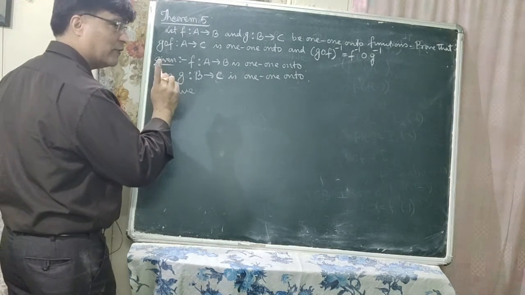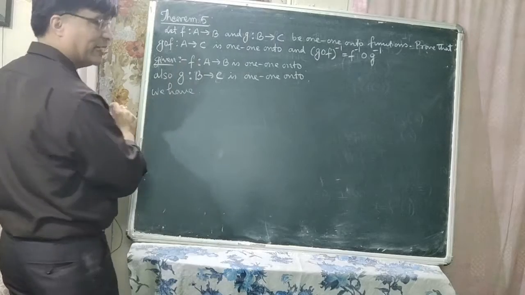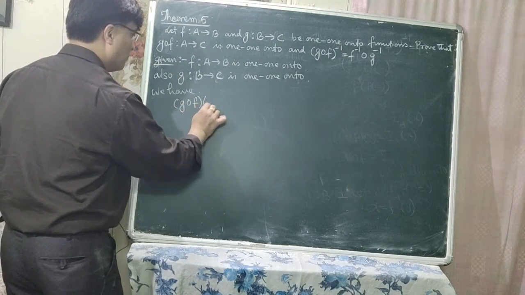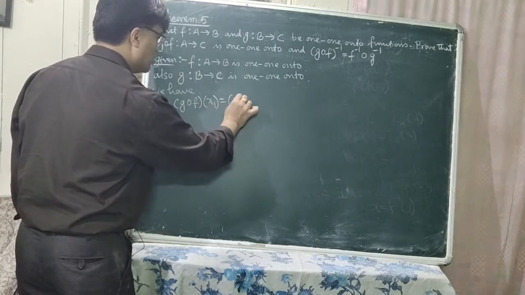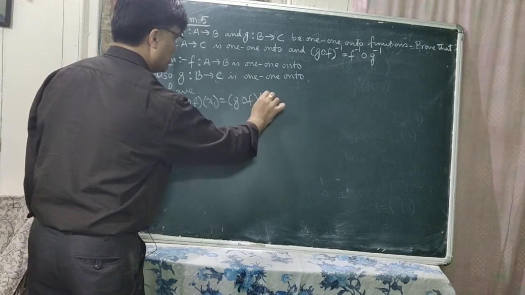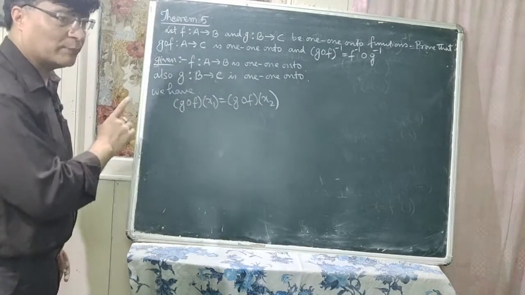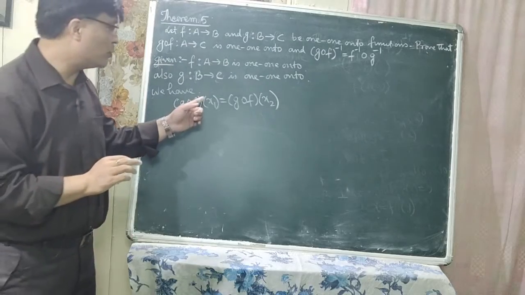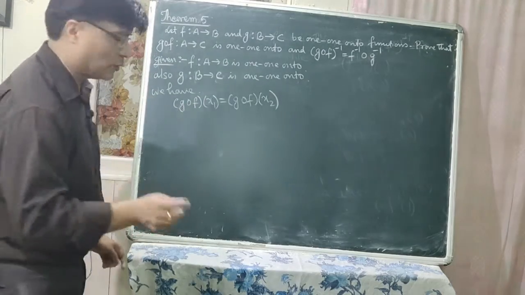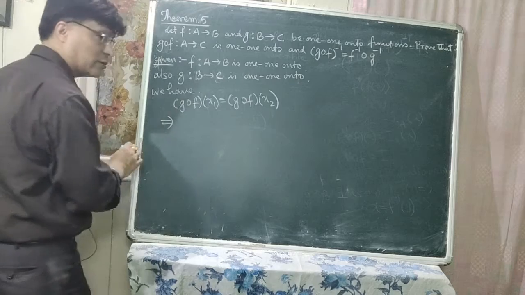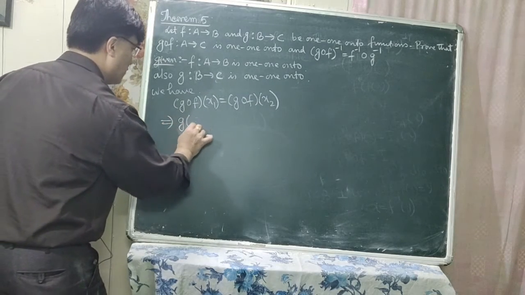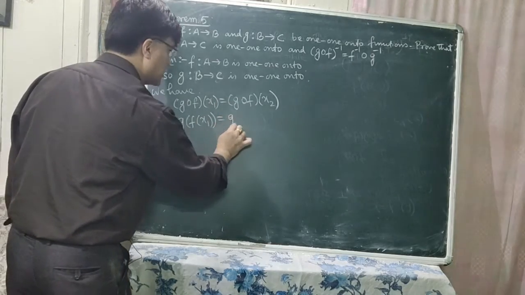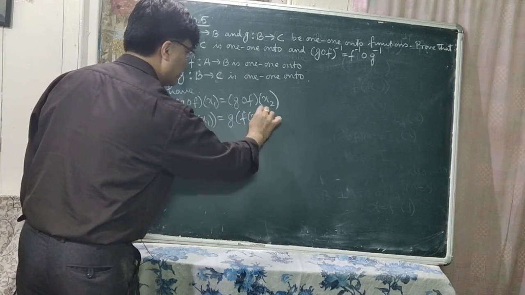Let us take two values x1, x2 which belong to the domain A. So we have g∘f of x1 is equal to g∘f of x2. In order to prove that g∘f is a 1-1 function, you should prove here x1 is equal to x2. Okay. Which implies that g∘f of x1 is defined as g of f of x1 is equal to g of f of x2.